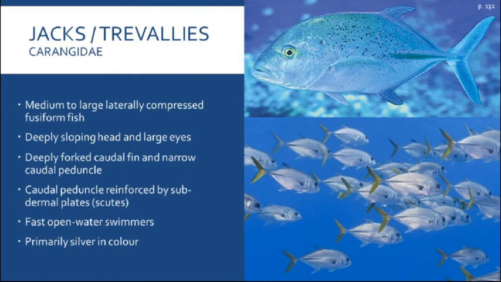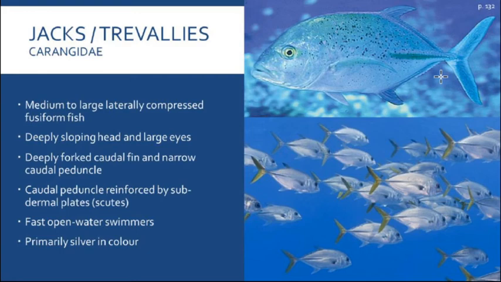Another reason we can see this is a fast fish is, again, that forked tail. These have a very deeply forked caudal fin. And another sign that this is a really fast fish is the reinforced caudal peduncle. We can see this little line on the fish here. That is a layer of subdermal plates, or scutes, that give the tail a little bit more reinforcement.